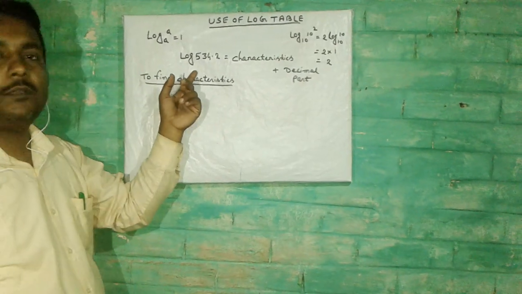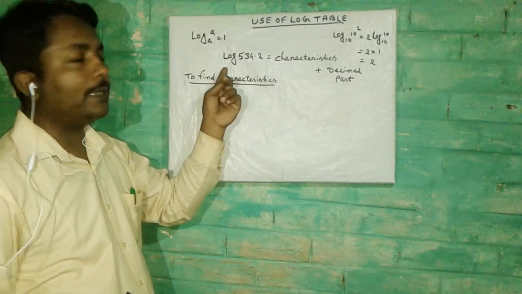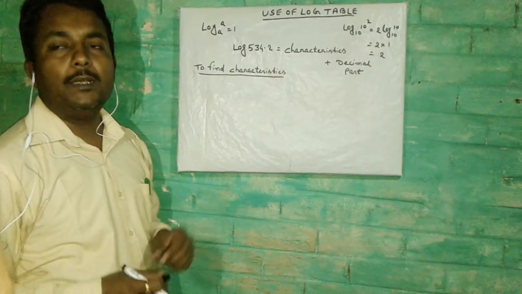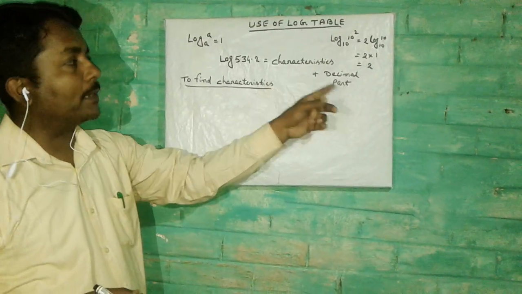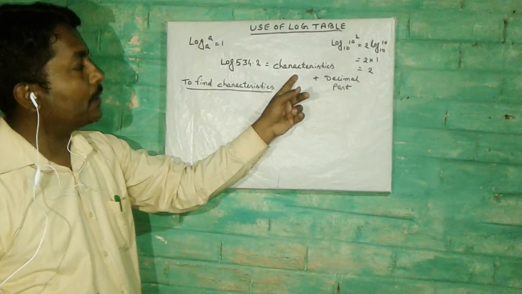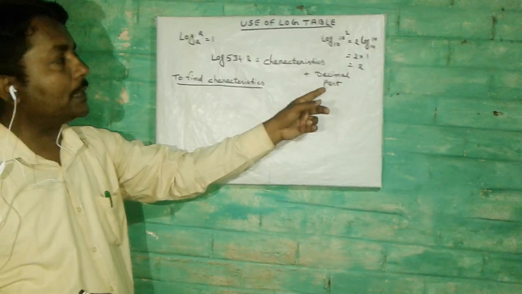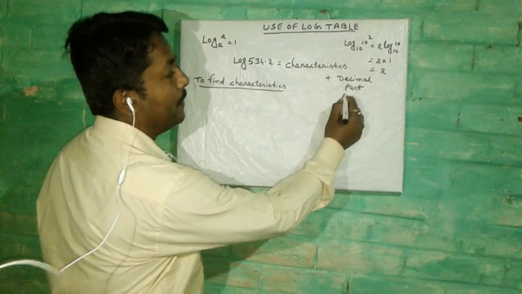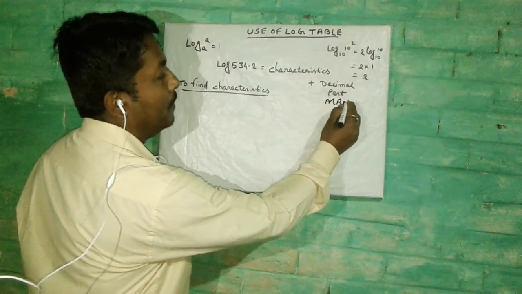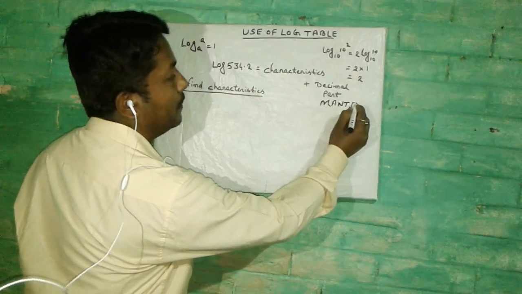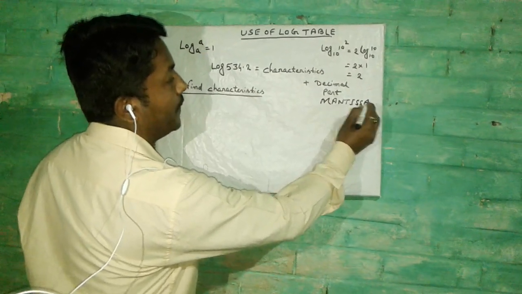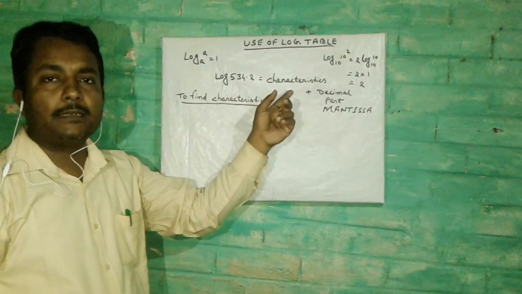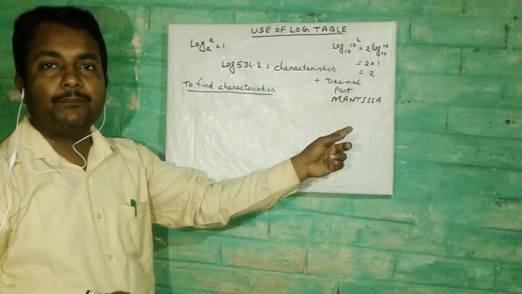Let's start how to find the logarithm. Say we have to find the log of 534.2. The value of a log always has two parts. One part is called the characteristic, and the other, the decimal part, is called the mantissa. That is, to find the log we have to find the characteristic and then the mantissa.